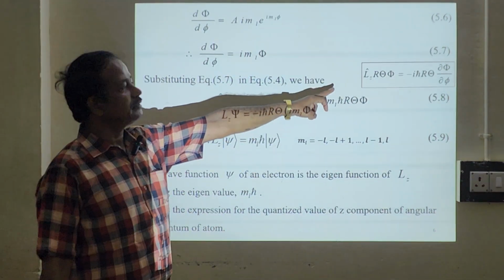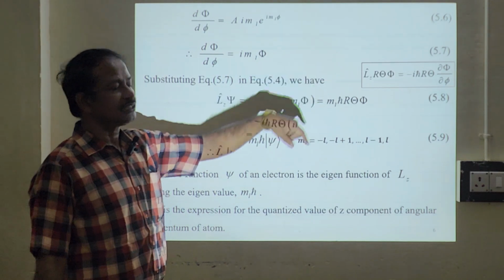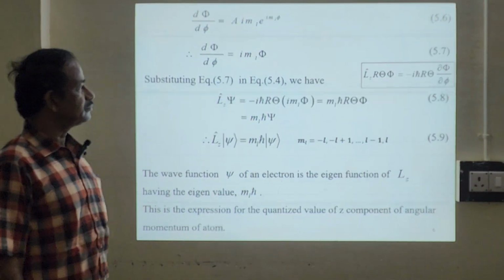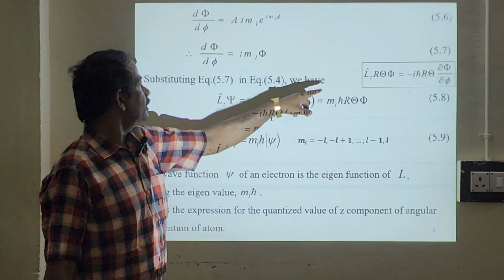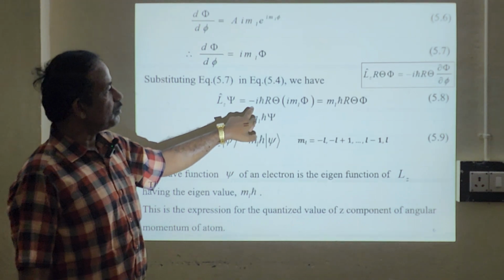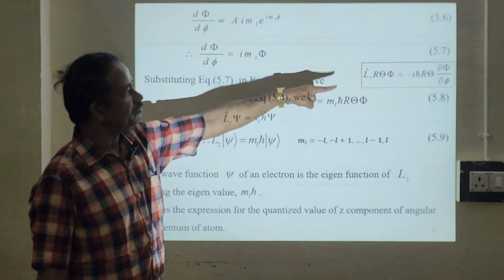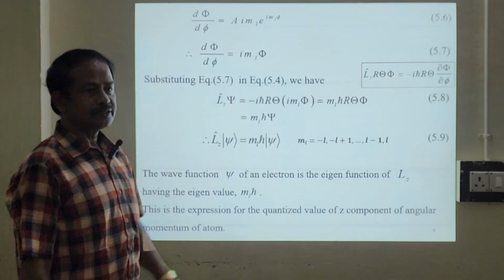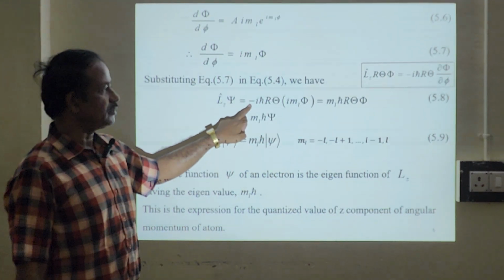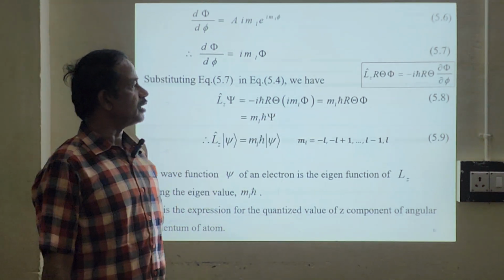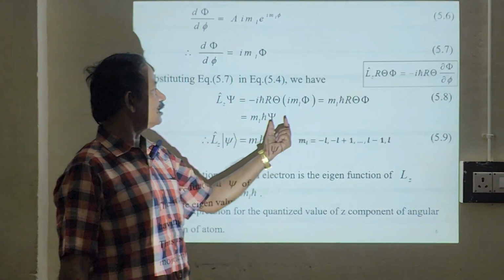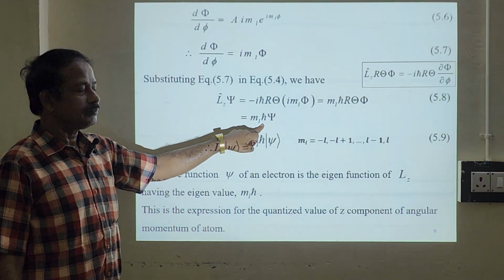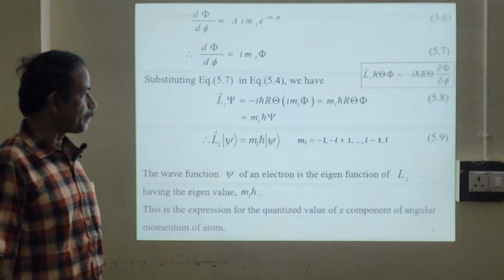5.4 is given by this. So Lz psi equals minus i h bar d psi by d phi. Instead of d phi by d phi, you can substitute i ml phi. So you have Lz psi equal to minus i h bar r theta, and instead of d phi by d phi you substitute i ml phi. So i squared will give you minus 1, and already one minus is there, so you will have plus ml h bar r theta phi. Instead of r theta phi, you can substitute psi. So you will have Lz psi equal to ml h bar psi.